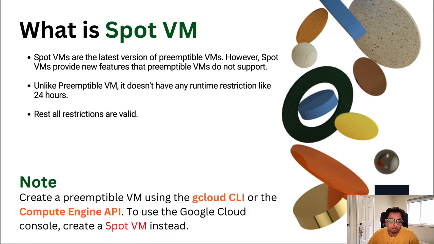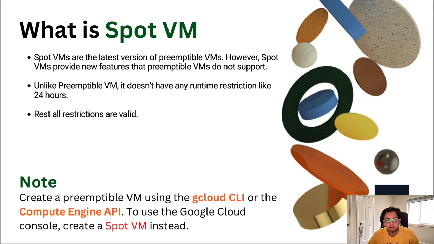So now what is spot virtual machines? Spot virtual machines are literally the latest version of preemptible virtual machines. However, spot virtual machines provide a new feature that preemptible virtual machines do not support. For example, as you saw already, with preemptible virtual machine, there is a runtime restriction that it only can run for 24 hours. In spot virtual machine, that restriction is not available. There is no restriction that it has to run only for 24 hours. Rest all the restrictions are still valid. The only difference is that spot virtual machines have no runtime restriction like the preemptible virtual machines.